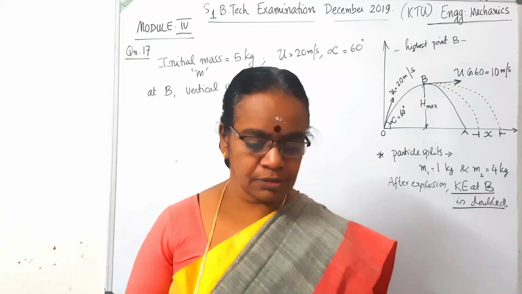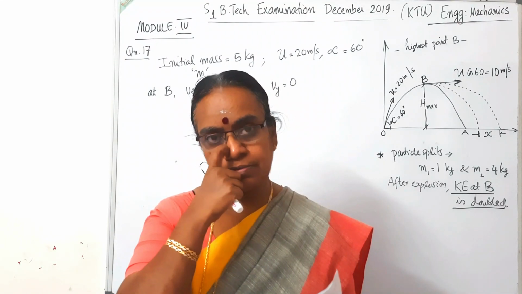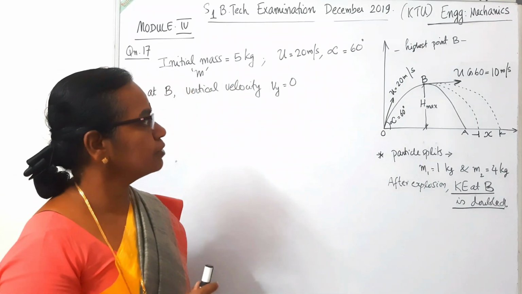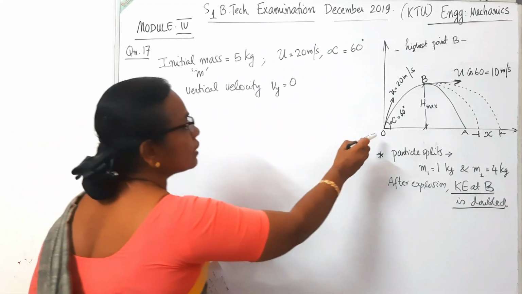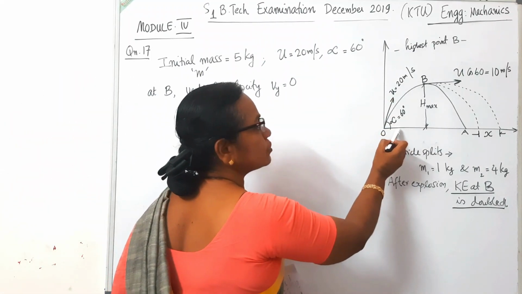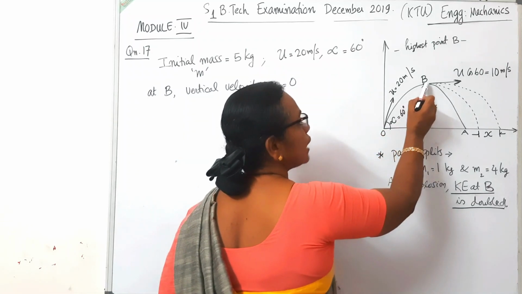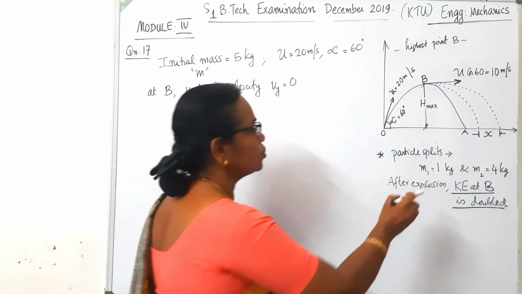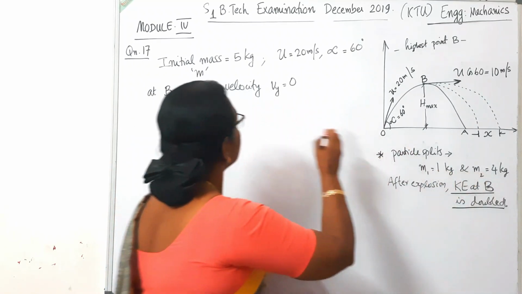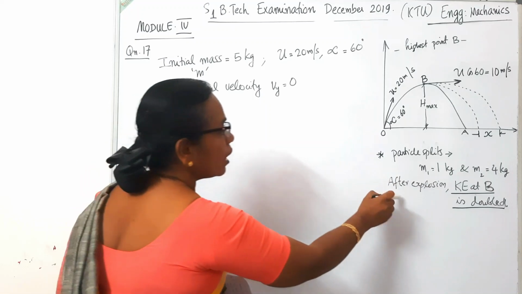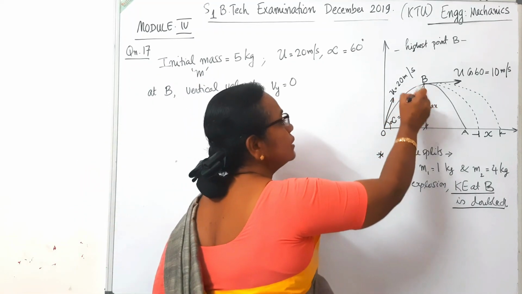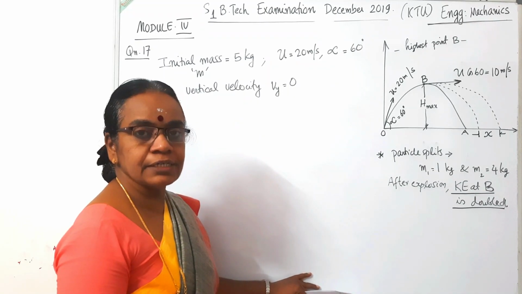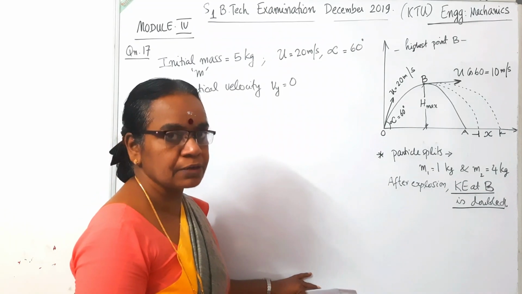So this is not a direct question. This is an application level question. Let us see what are the details given. We are given a projectile projected with a velocity 20 meter per second at 60 degrees to the horizontal, and when it reaches the highest point, it splits. At the highest point, it splits into two, 1 kilogram and 4 kilogram. Initially it was 5 kilogram, and after that explosion, the kinetic energy at this particular point becomes double. Kinetic energy increases at that particular point after explosion.